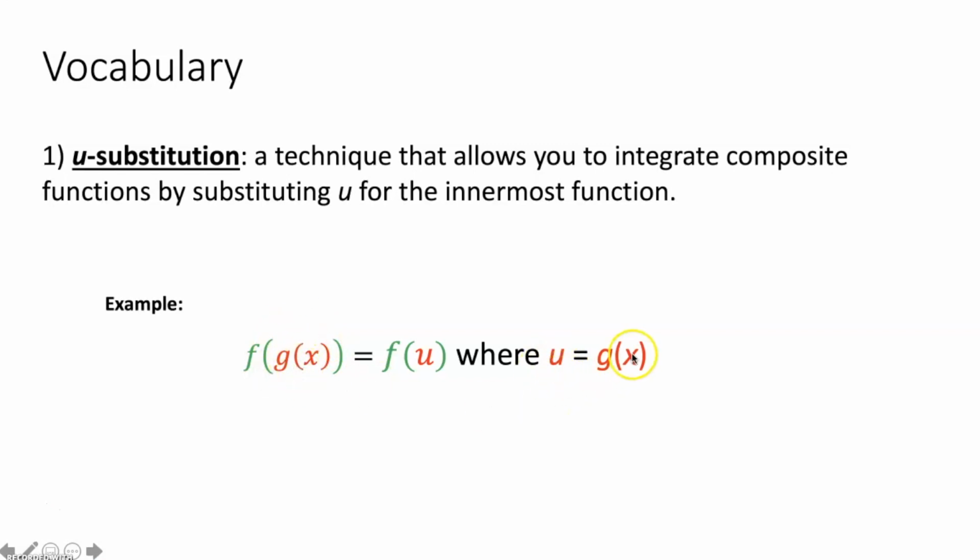So we're going to set U equal to g of x, thereby rewriting our original composite function as f of u. Now it's in terms of u. Now, why would we do that? Why is that helpful? Well, let's get into it.